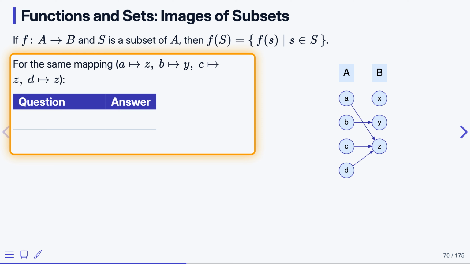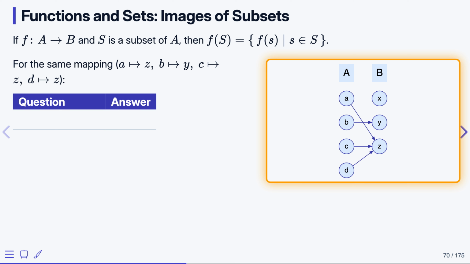Sometimes we apply a function not to a single element but to a whole subset. If S is a subset of A, then the image of S, written f of S, is the set of all outputs f of s, as s runs over the elements of S. Let us use the same function as before. A goes to Z, B goes to Y, C goes to Z, and D goes to Z.